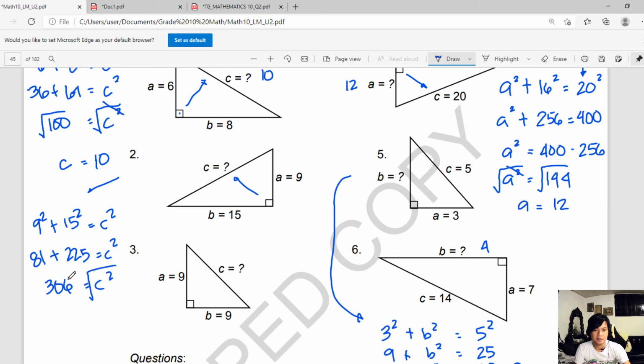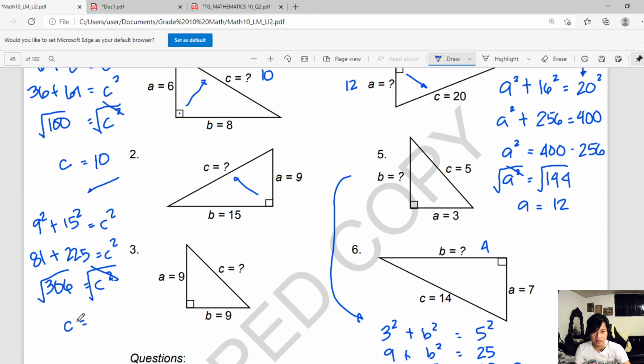So we will get the square root of both sides so that this will be removed. So C is equal to, what is the square root of 306? The square root of 306 is this. It's point something, no? So, when this comes out, it's 17.449285568. Let's just round off to 2 decimal places.